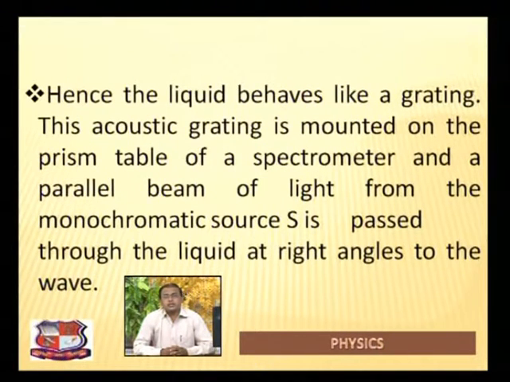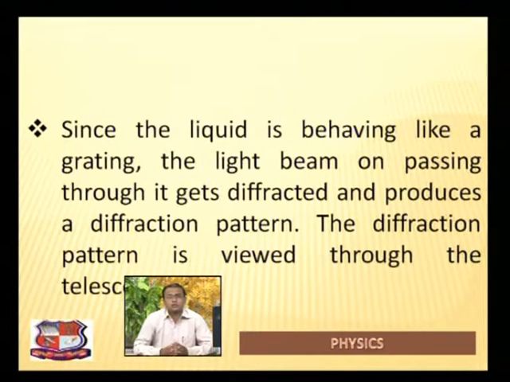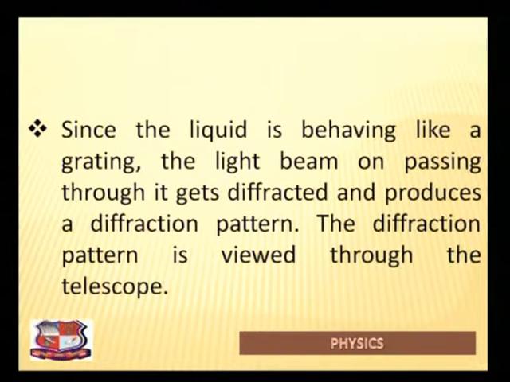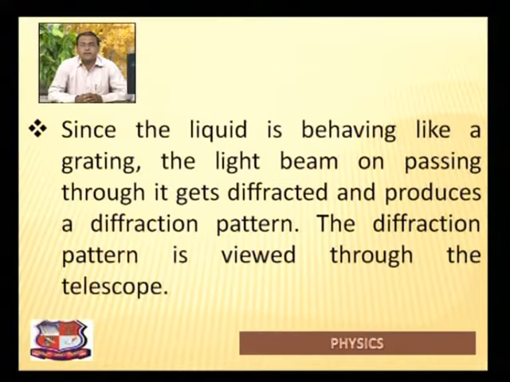The acoustic grating is mounted on the prism table, and the light from the monochromatic source S is passed through the liquid at a right angle to the wave. Since the liquid is behaving like an acoustic grating, the light beam passing through it gets diffracted and produces a diffraction pattern, and that diffraction pattern is viewed through the telescope.